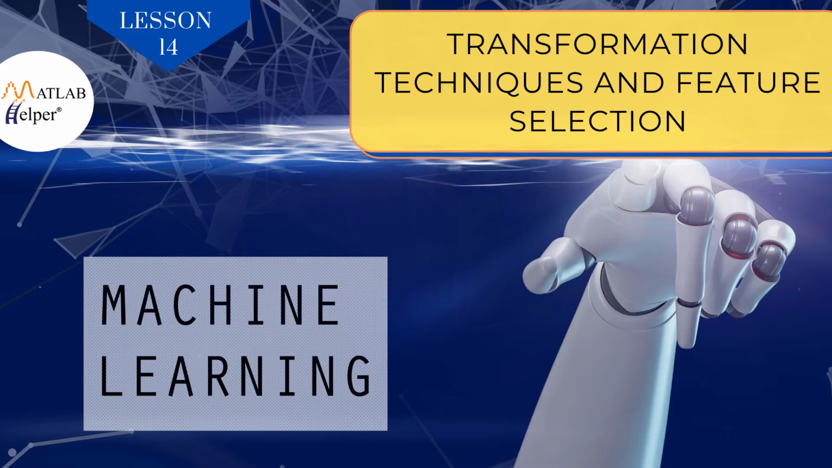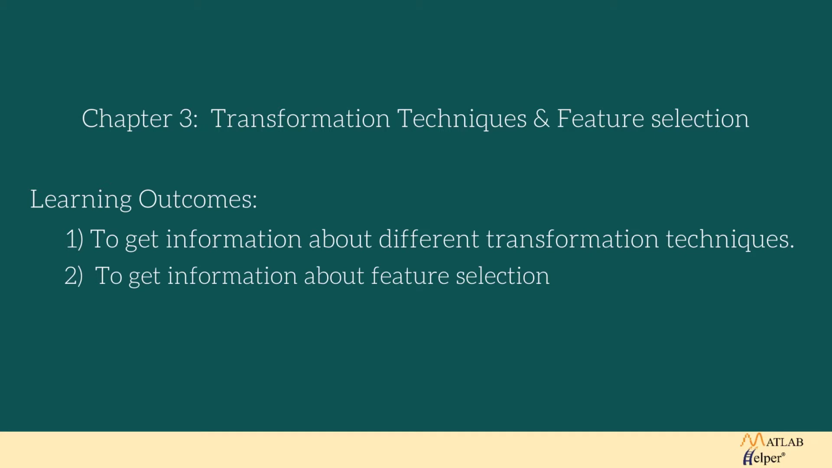In this chapter we are going to see different techniques of transformation and feature selection. At the end of this chapter you will be able to understand what is the use of transformation and which transformation is right depending upon type of data. And second point is how we can select appropriate features and different ways of feature selection. In this video we are going to see information about transformation, so let us start.